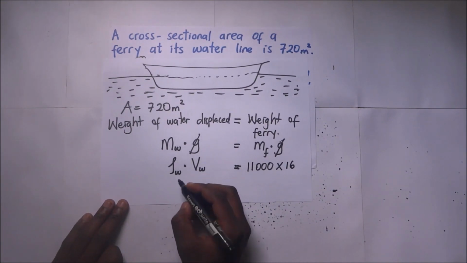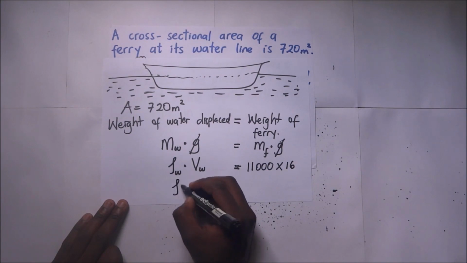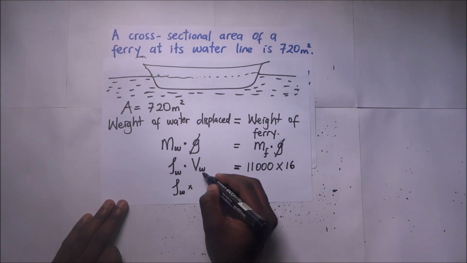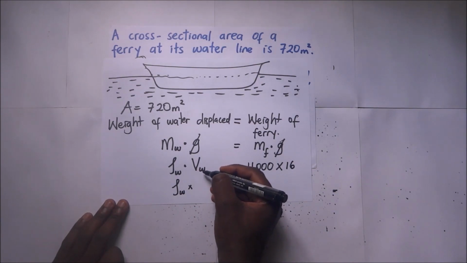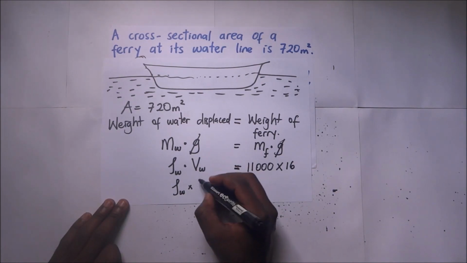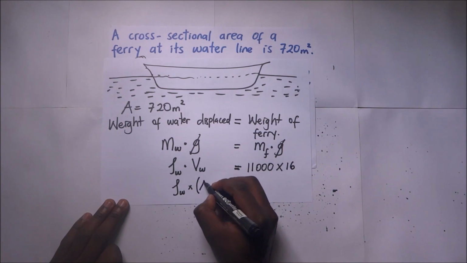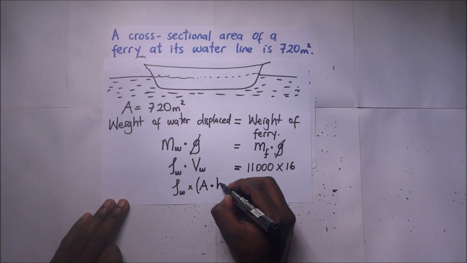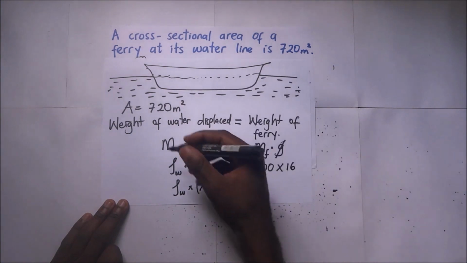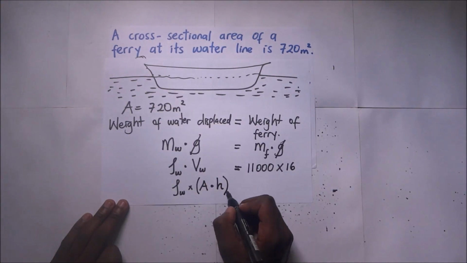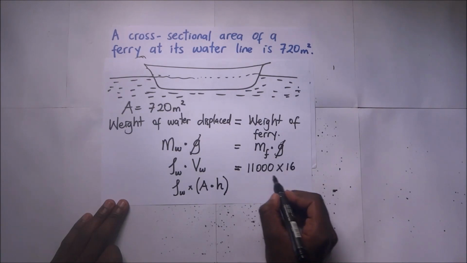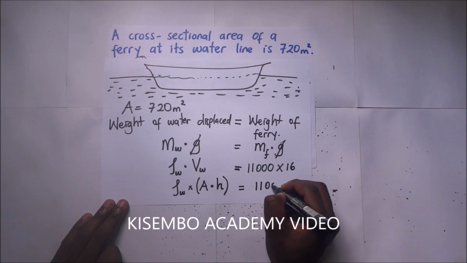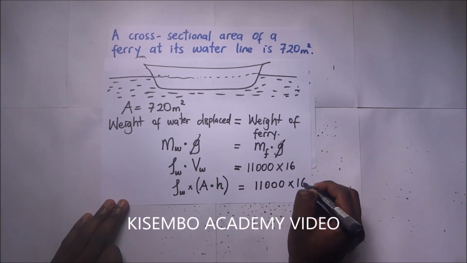So this becomes the density of the water multiplied by the volume of the water that has been displaced. The volume of the water that has been displaced is given by the cross-sectional area of the ferry multiplied by the height, the depth that it sinks in as a result of these 16 cars that have been added on the ferry. So that is going to be equal to 11,000 times 16.